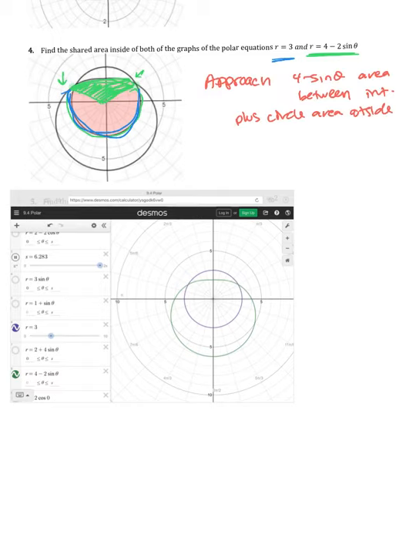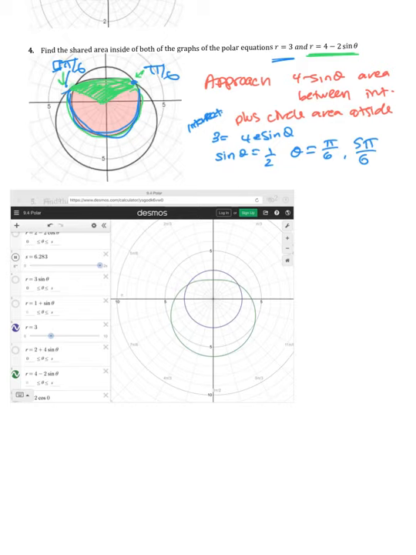So let's think through this. Let's go ahead and find those intersection points. So we want to know when 3 equals 4 minus 2 sine of theta. That's going to be when sine of theta equals 1/2. And that's going to be true when theta is pi over 6 and 5 pi over 6, right? Because we're looking for those top 2. So this is going to be pi over 6. This is going to be 5 pi over 6. So we actually just found all the information that we need to find the area of that green portion. So let's go ahead and do that part first.